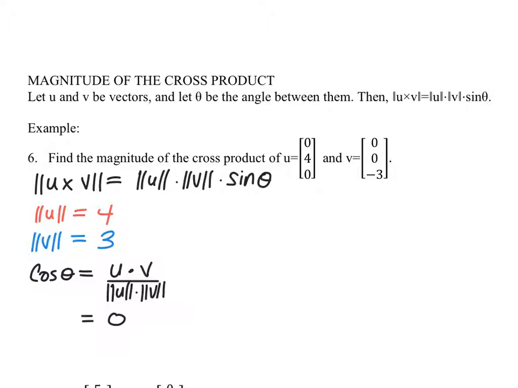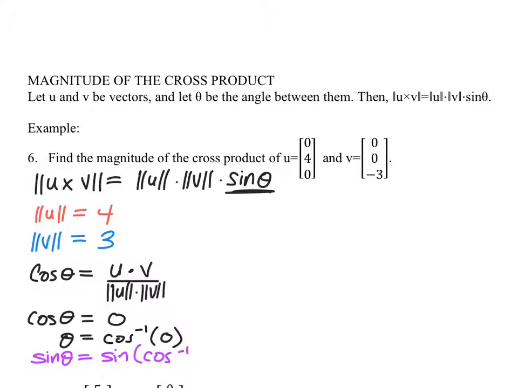That's why we say that if the dot product between two vectors is equal to 0, as long as one of those two vectors is not the 0 vector, then you're looking at an orthogonal relationship. So I have cosine of theta is equal to 0. Now I could solve for the angle, but ultimately I want to find what the sine of theta is. So theta would be equal to the inverse cosine of 0, but then I can take the sine of both sides of this equation and just write the sine of theta is equal to the sine of the inverse cosine of 0.